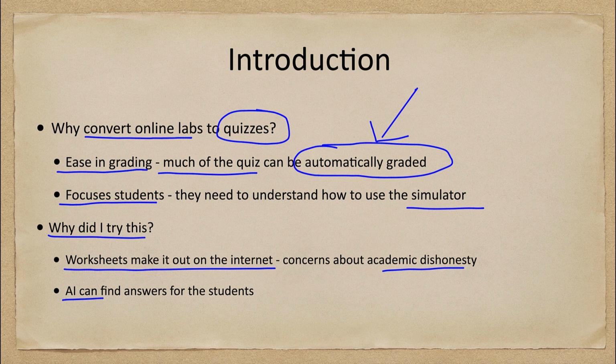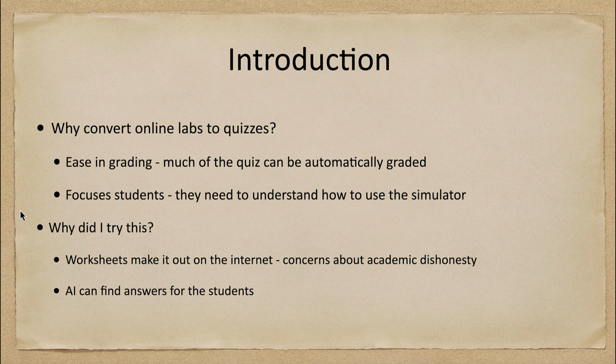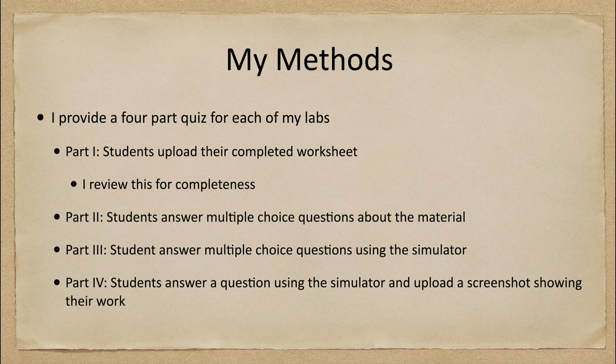So what have I done here? Well, let's take a look at some of that, and then I'll show you one of my labs. What I've done is a 4-part quiz for each lab. Each of my labs happens to be worth 30 points. Part 1 is the worksheet that they do. I just review it for completeness. Did they answer the questions? Did they make a reasonable attempt to answer them? So that's 5 points.